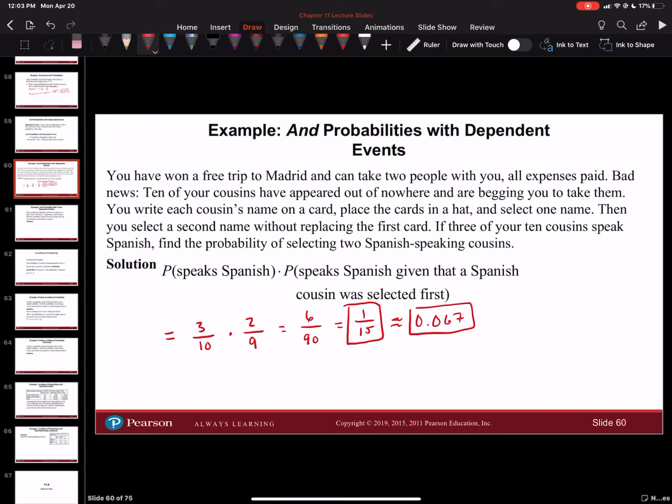Now, if you understand what I'm saying, remember what I was just saying. You have 3 cousins that do what? Speak Spanish. And it's out of 10 of the cousins. Now, since you already took one out, you're left with what? 2 Spanish-speaking people out of the 9 that are left. All right? That's why you're using those. So that's why it says the probability of A and B is the probability of A times the probability of B given that A has occurred. So if we already got a Spanish-speaking cousin, that means we have 2 left out of the 9 that are left because we didn't replace.